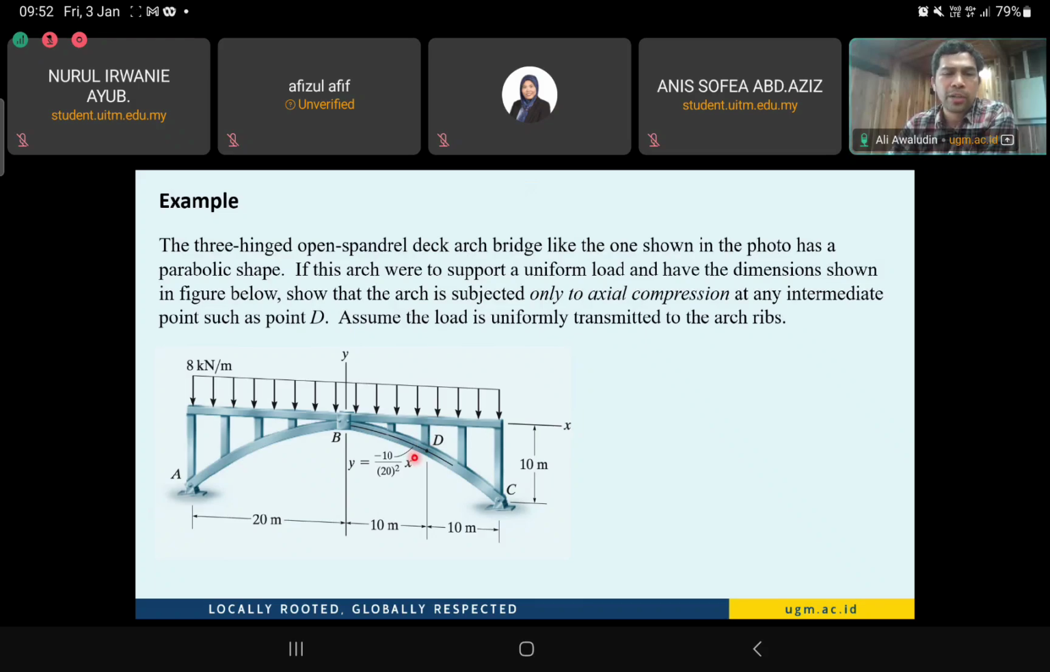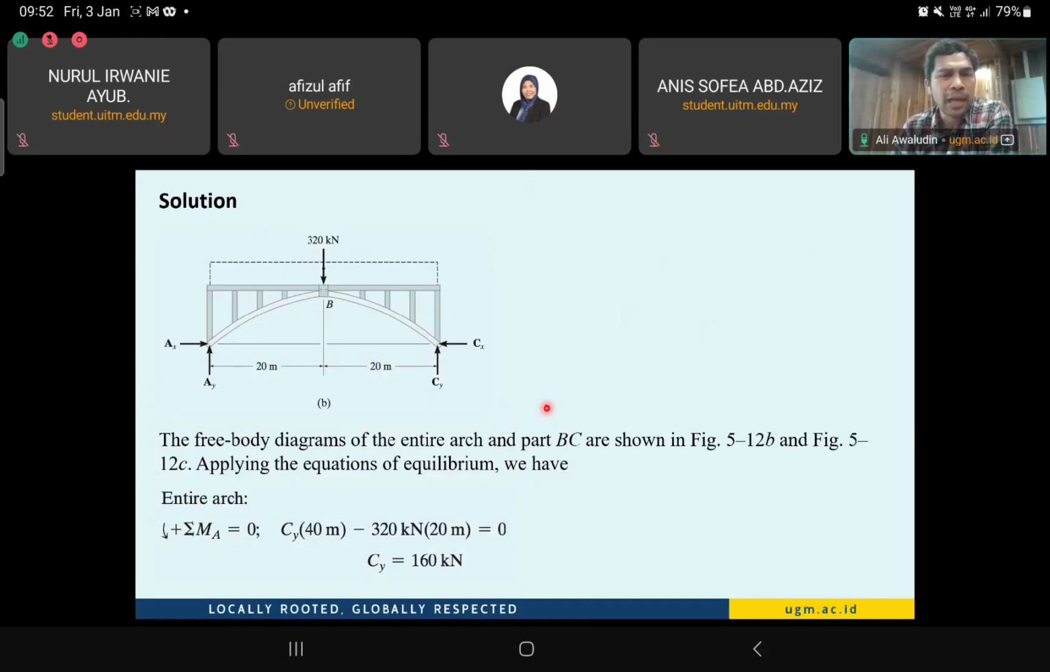Okay, we will try to demonstrate that all forces are actually compression, internal forces, so we have no tension forces here. We need to prove this at any point, for example, point D. Let's calculate these forces. Okay, let's see. We start our calculation.